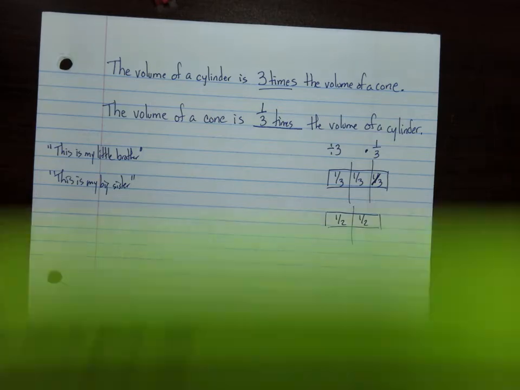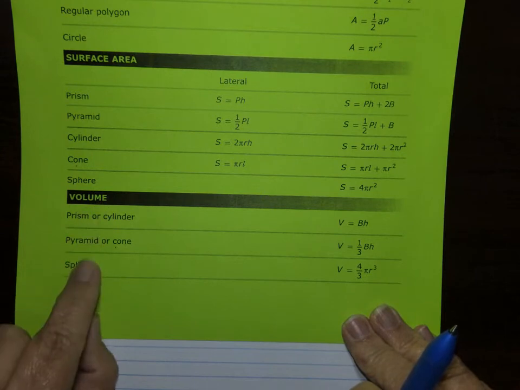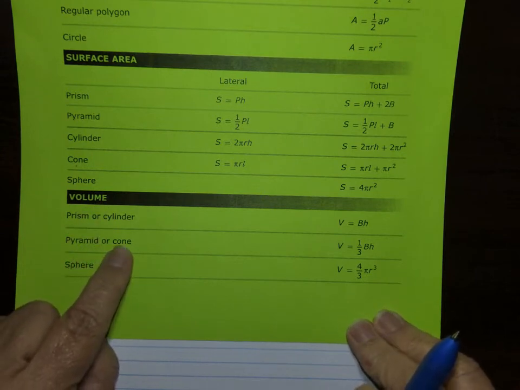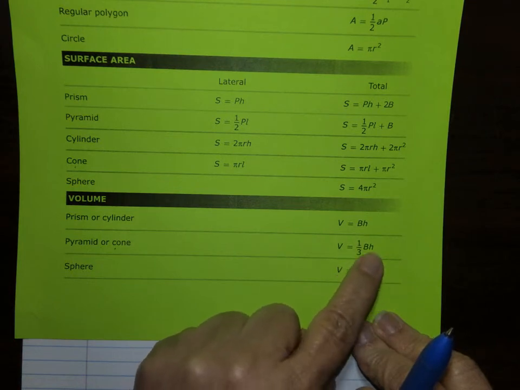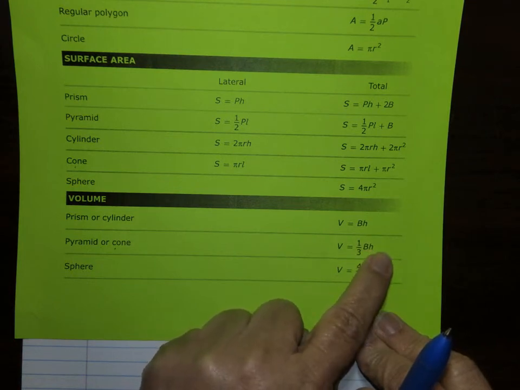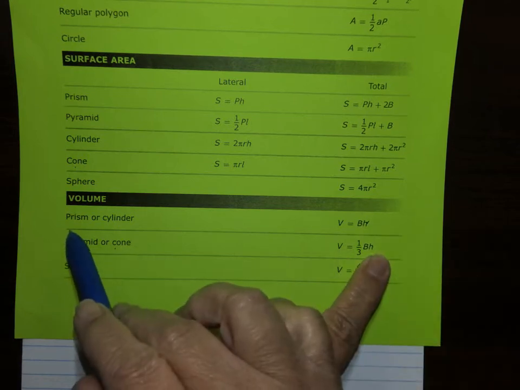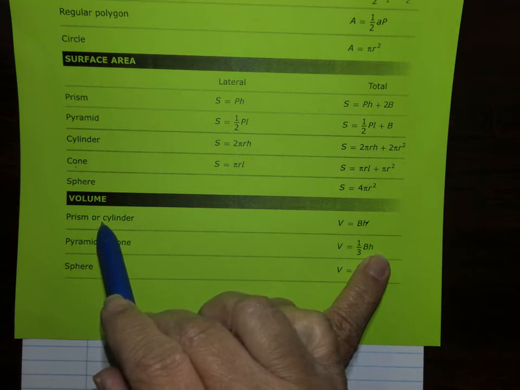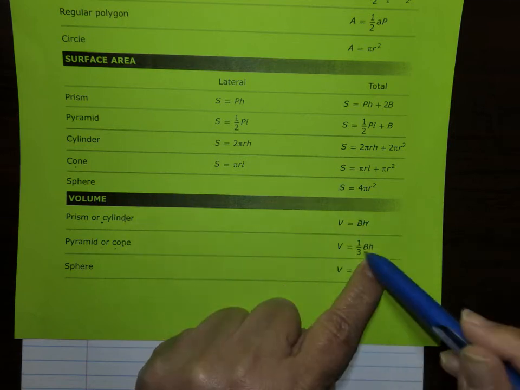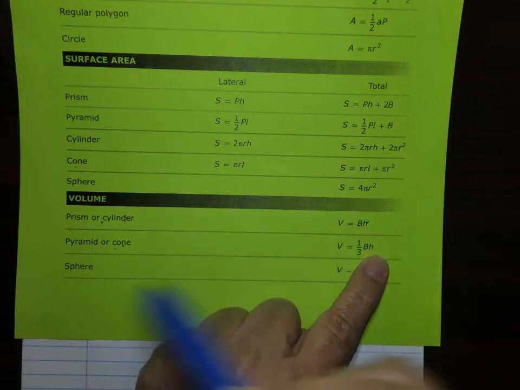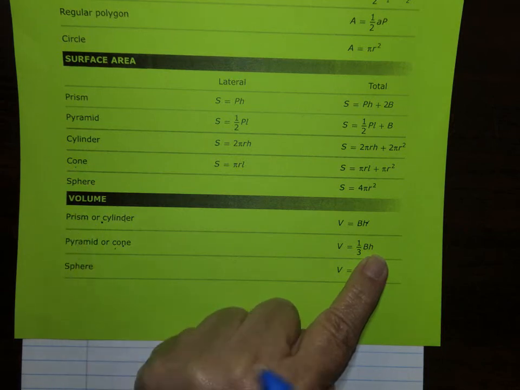If you look on your green formula chart, and you look under volume, for pyramid or cone, it says volume equals 1/3 area of the base times height. Well, look right here. Area of the base times height, that's for the prism or the cylinder. So if you have a cone, it's the same as the cylinder times 1/3. If you have a pyramid, it's the same as your prism except times 1/3.